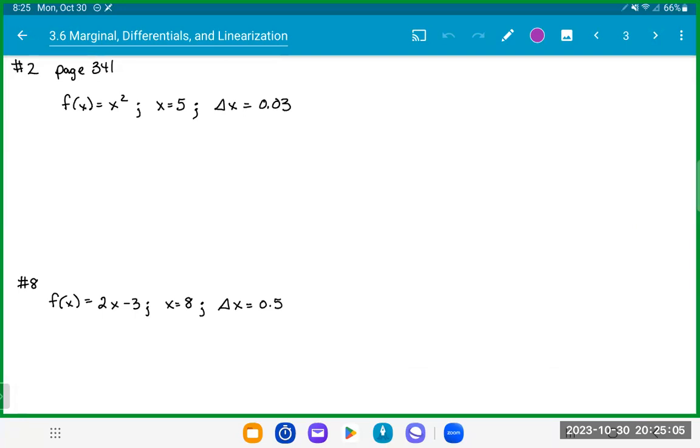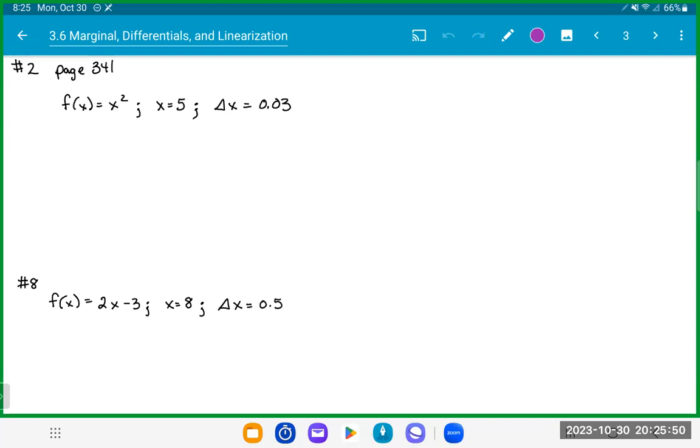All right, so let's look at a couple of examples. If you are following along, page 341 of the textbook. So for this first problem, we're looking at f of x is equal to x squared, x is equal to 5, and then we have the delta x, and the delta x is 0.03. Okay.